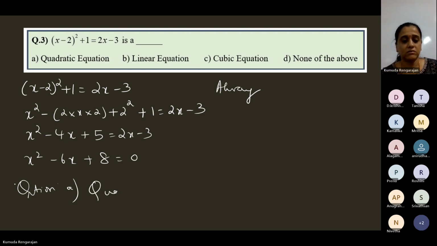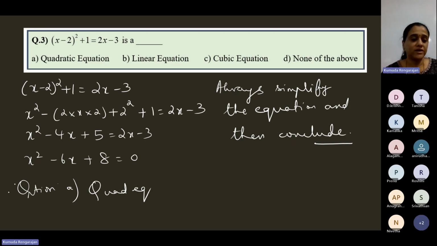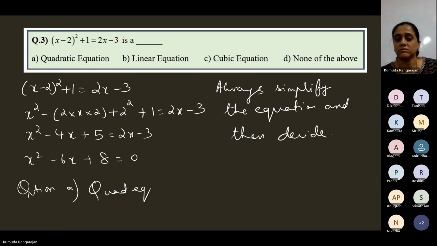Quadratic. So always simplify the equation and then conclude. And then decide, whatever, and then decide. Without simplifying the equation, don't try to settle down with, yeah, it is quadratic. No, it is cubic. No, don't do that. Okay, so always simplify the equation.